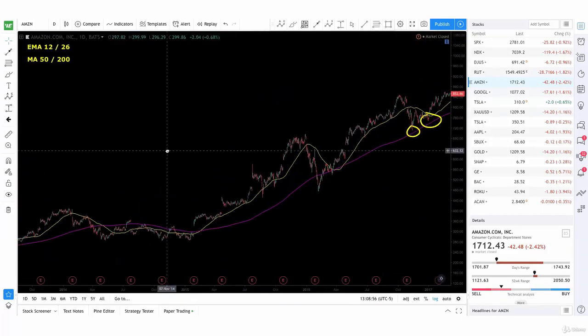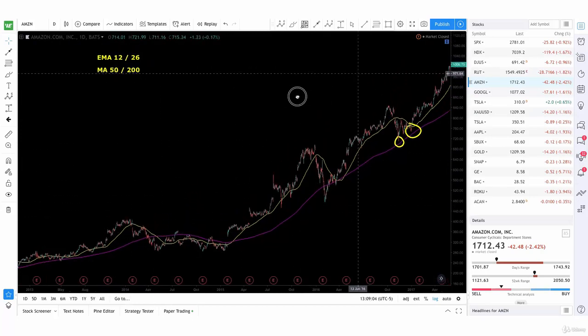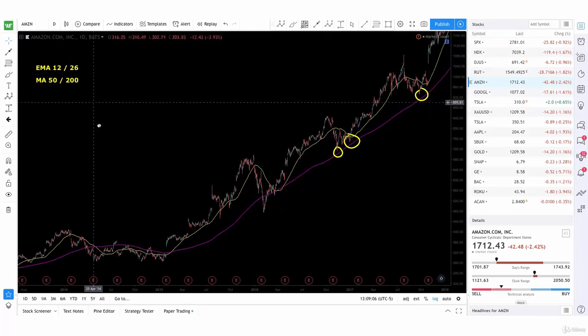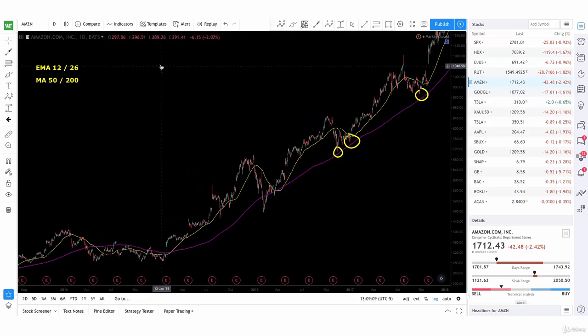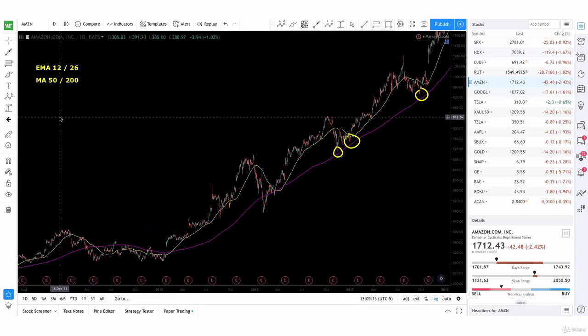So let's recap. We're going to use the 12 and the 26 for the shorter time frames, the shorter trades, and the 50s and the 200s for the longer swing trades, and wait for the crosses. For the shorter to cross the longer to the upside, that's a bullish signal. Or if the short crosses the longer one to the downside, that's a bear signal. That's a sell signal. Okay, thank you.